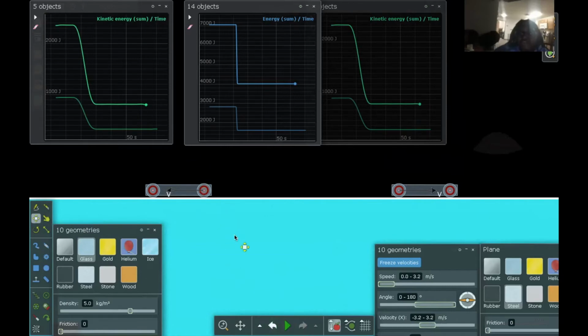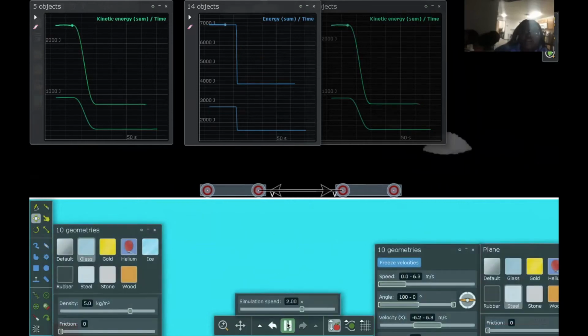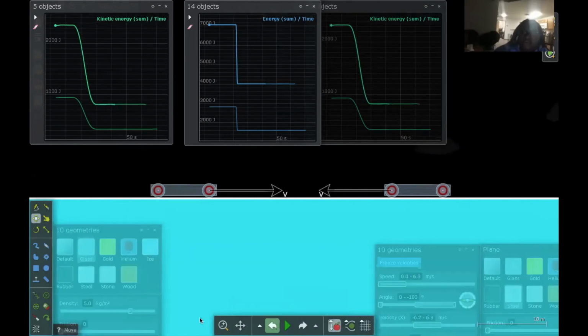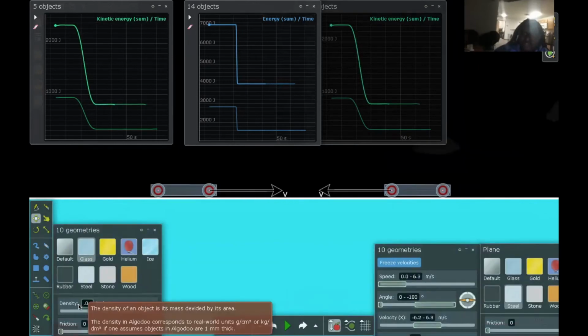However, the proportion of energy that is lost between the carts in the collision is the same, at around 40%, which makes sense because mass is directly proportional to kinetic energy. Next, we will increase the velocity in order to better understand its impact on the conservation of kinetic energy.